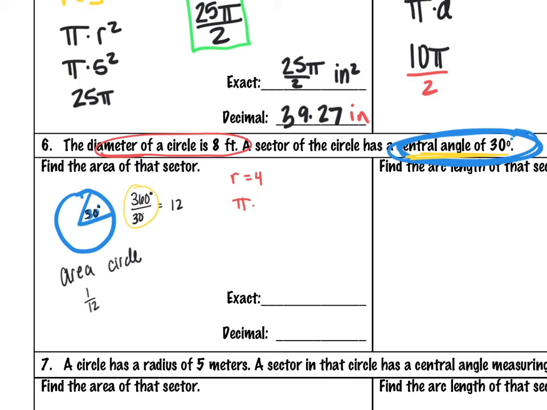Sorry, let me fix that. Pi times 4 squared, which is 16 pi. That's the entire circle. Now I need to divide by 12. So I'm going to do 16 pi over 12 because I want 1/12 of the circle. I'm going to reduce 16 over 12, simplify that. That's 4/3 pi. And then I can type that into my calculator and get my answer there as well.